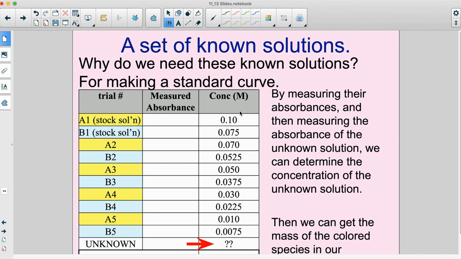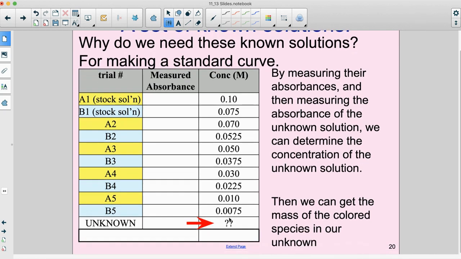So after making all these diluted solutions, now we need to make the standard curve. So we'll measure the absorbance of each of these known concentrations and record them. Then once we have our standard curve, we can get the concentration of our unknown solution after we measure its absorbance. And then we can figure out the mass of our colored species in our unknown and using our stock solution.